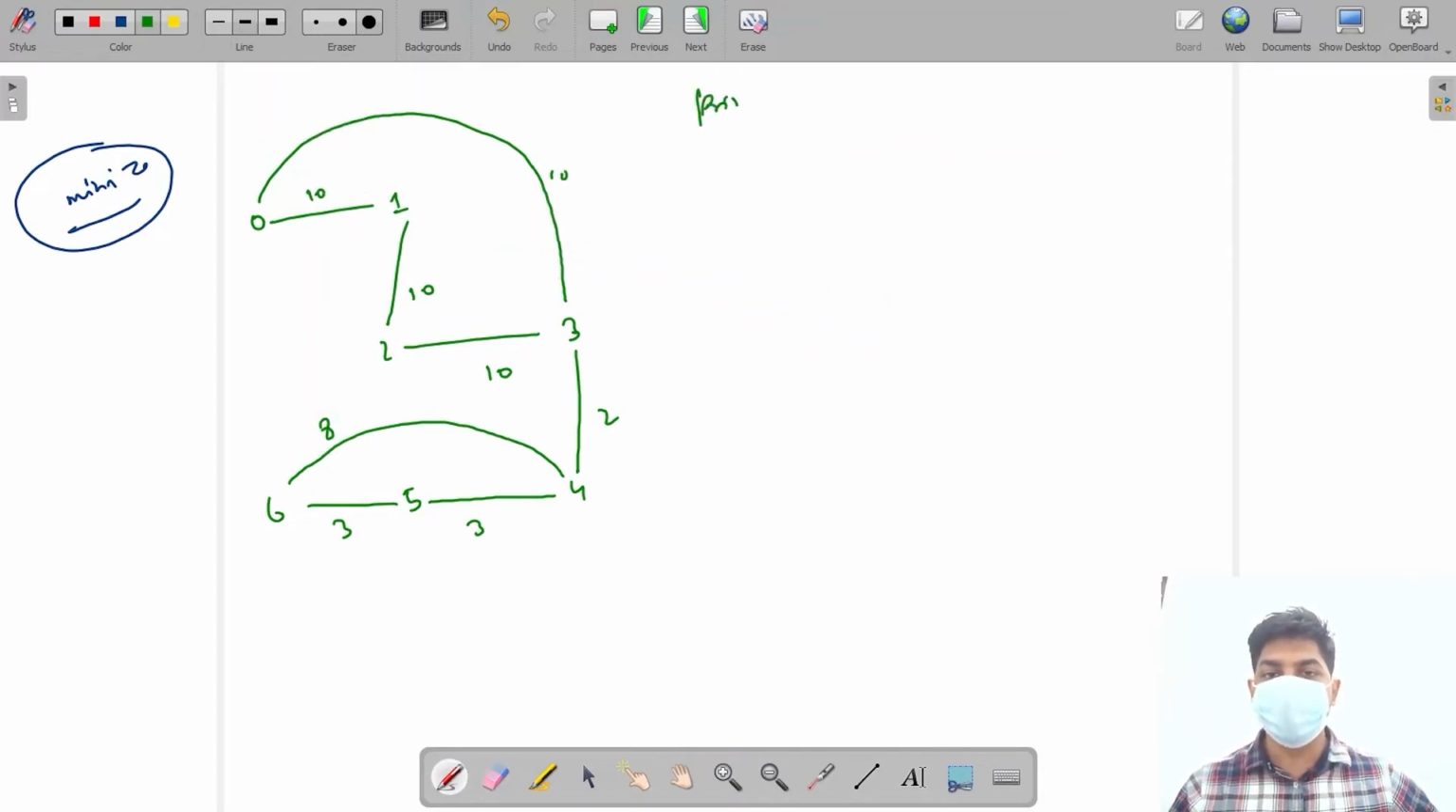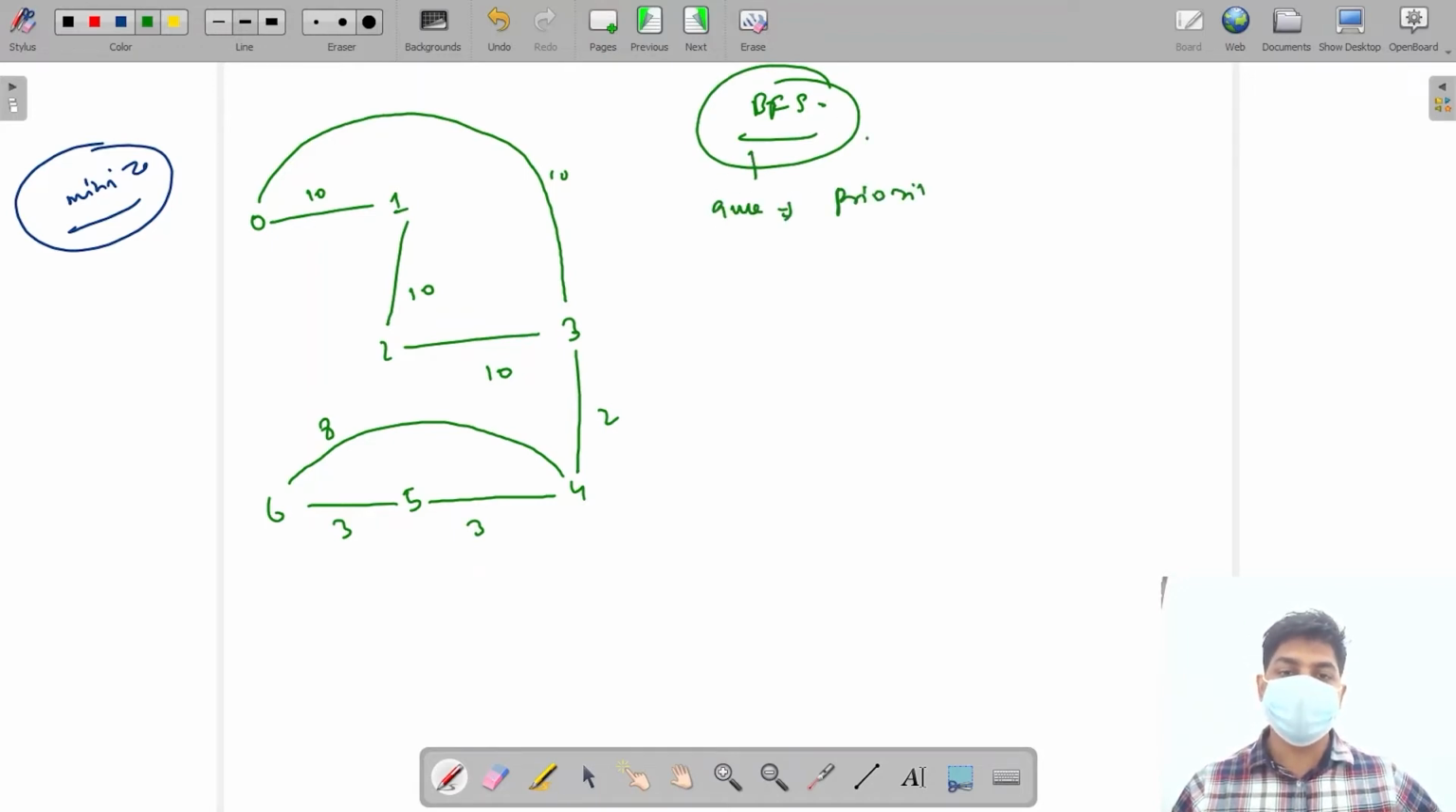So we will be using Prim's algorithm, and I hope you already know what Prim's algorithm is. We have already discussed it earlier in our level 1 videos, but still let me give you a little bit of an idea of what we do in Prim's algorithm. The algorithm is almost exactly the same as the BFS algorithm, but instead of a queue, we use a priority queue, and we give the priority to the lowest weight.